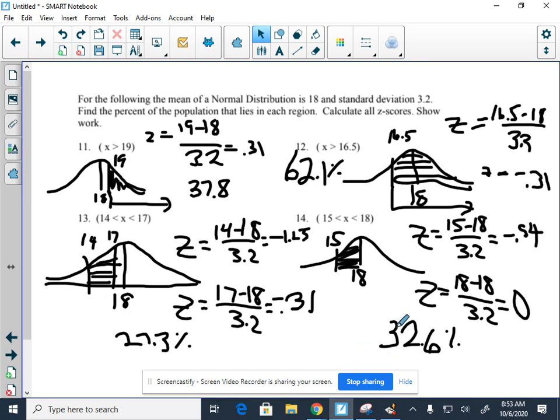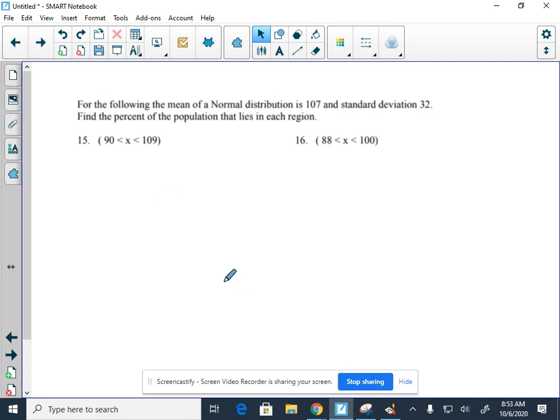Anyway, hopefully, does that all make sense through 14, everybody? Yeah. Okay. 15 and 16 are really the same thing. Let's just keep plunging ahead here. It says the mean is 107. So I'm going to quickly put in 107. 90 would be down below the mean, and 109 would be up above the mean. I'm going to make a quick sketch.